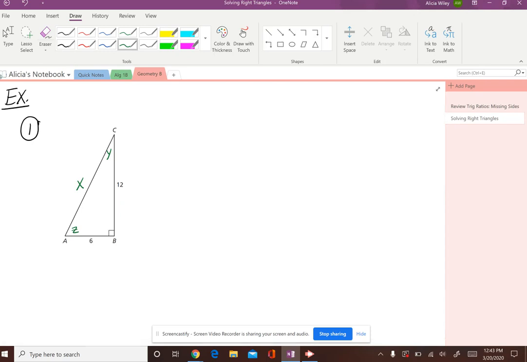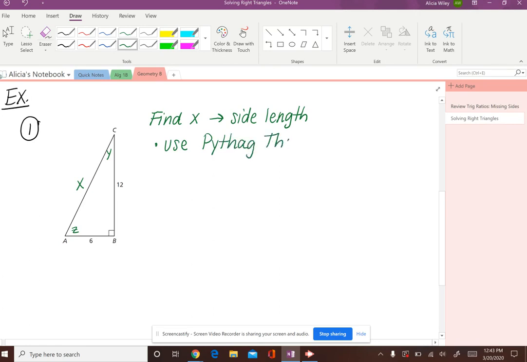Okay, so what do we want to find first? Well, I'm going to go ahead and find x. Now remember, x in my picture, because I labeled it as such, is a side length. And if we know two side lengths, we can find the third side using our good old friend Pythagorean theorem. So I'll just put Pythag theorem.